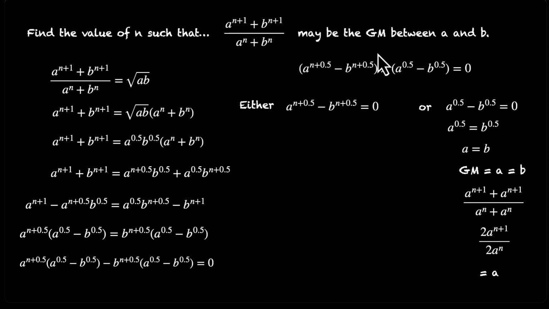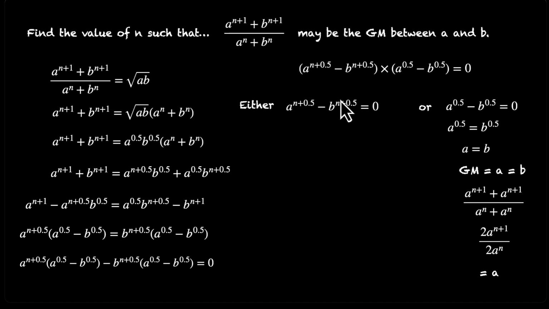This may be the GM between a and b when these two numbers are equal. But this is a trivial case, a very special case. This case actually doesn't care about n, it gets cancelled out, and this is true no matter what. But what happens when the numbers are not equal? Can we find a value of n which makes this the GM between a and b even when a and b are not equal? I think this part should give us the answer because this is where the n is.